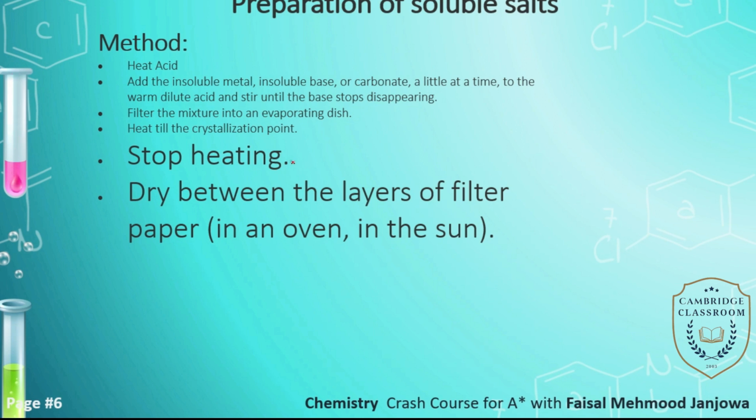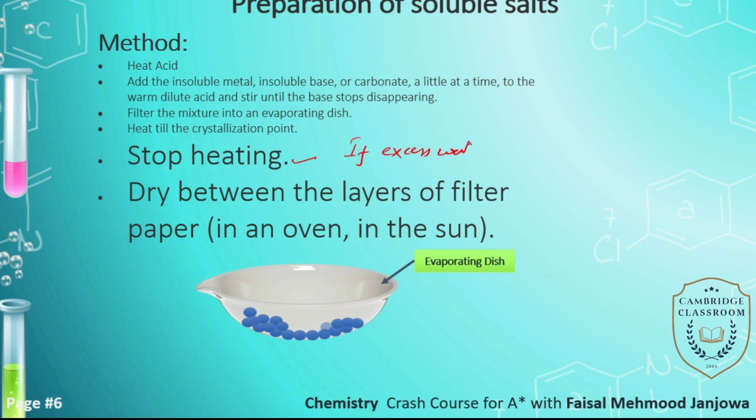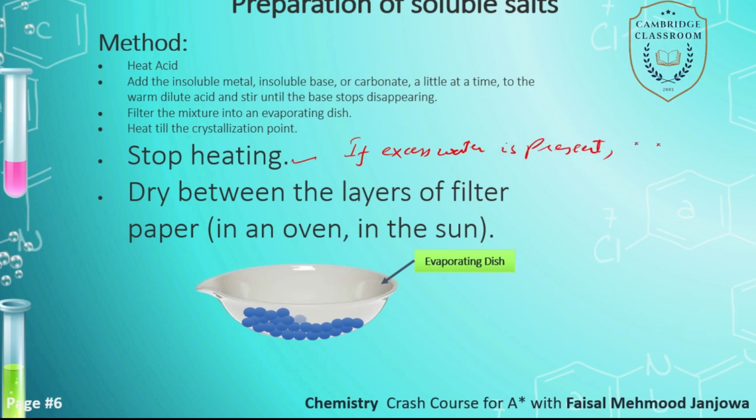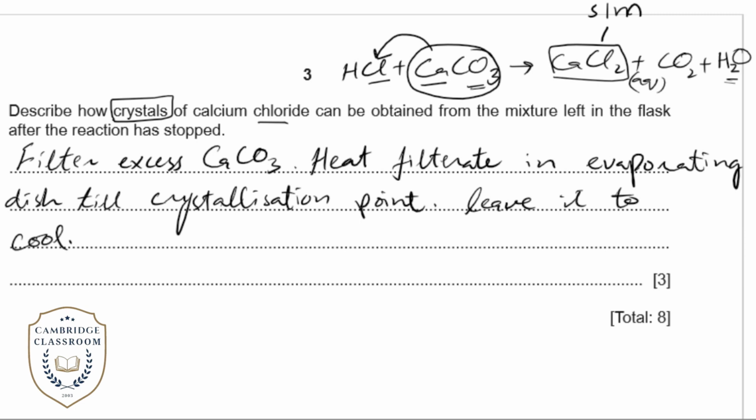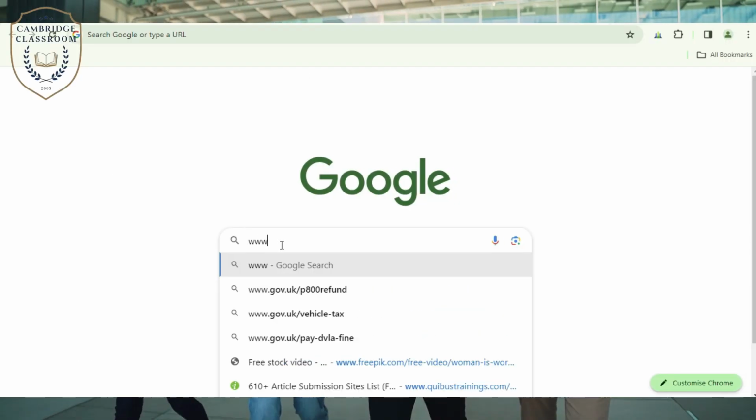At crystallization point, we would stop heating. We can even remove the excess water if present. If there is water present, then filter the crystals. And finally, you would have crystals. You need to dry them between the layers of filter paper or in an oven or even in the sun. Before filtering the water, we need to decrease the temperature. So let it cool. Then finally filter out the crystals and dry them between the layers of filter paper.